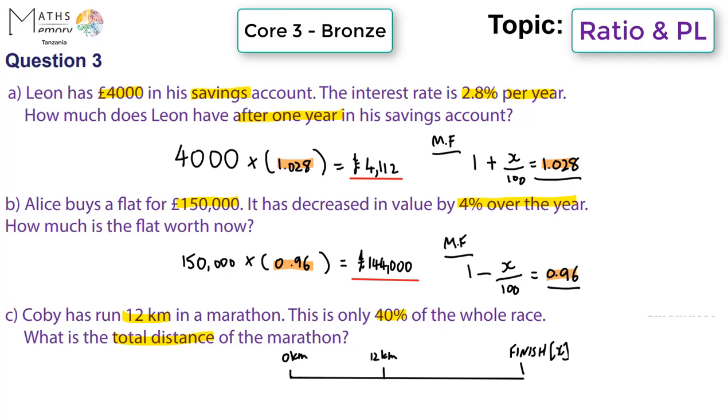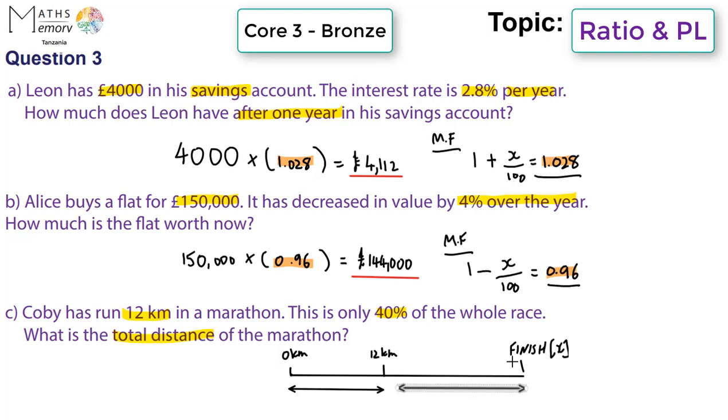So this bit over here represents 40%, okay? This is 40%, and this whole thing over here is 60%. Let's write that down over here. So this is 40%, and this is 60%. Now, let's just do a common sense approach to this. So if 12 kilometers represents 40%, okay, let's look at this final number here, X.